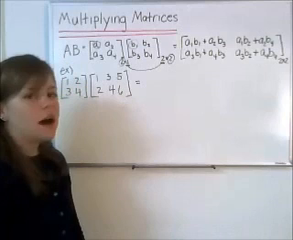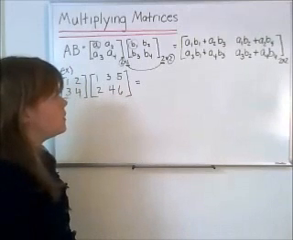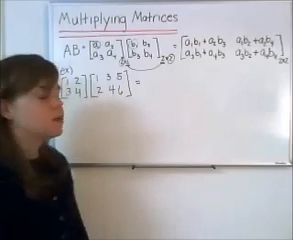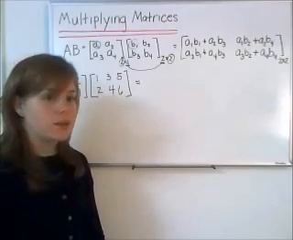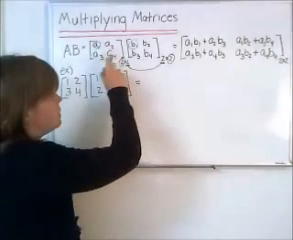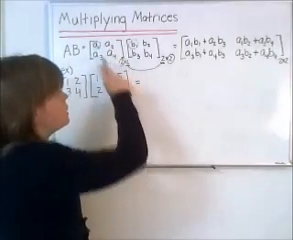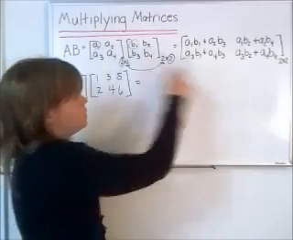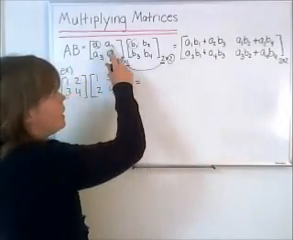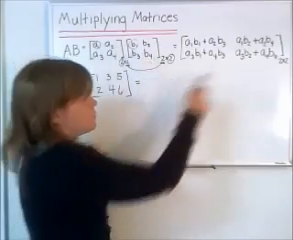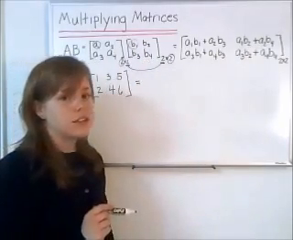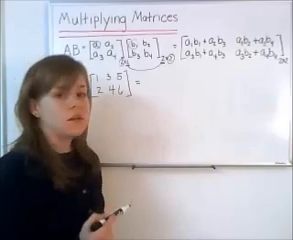Okay? And then once we've done the first row times the first column, we're going to move to the first row times the second column. So in that case, again, imagine you're flipping this vertically and matching up those entries. So A1 times B2, and adding to that A2 times B4. Okay? And those are only our first two entries in the first row of our resultant matrix.